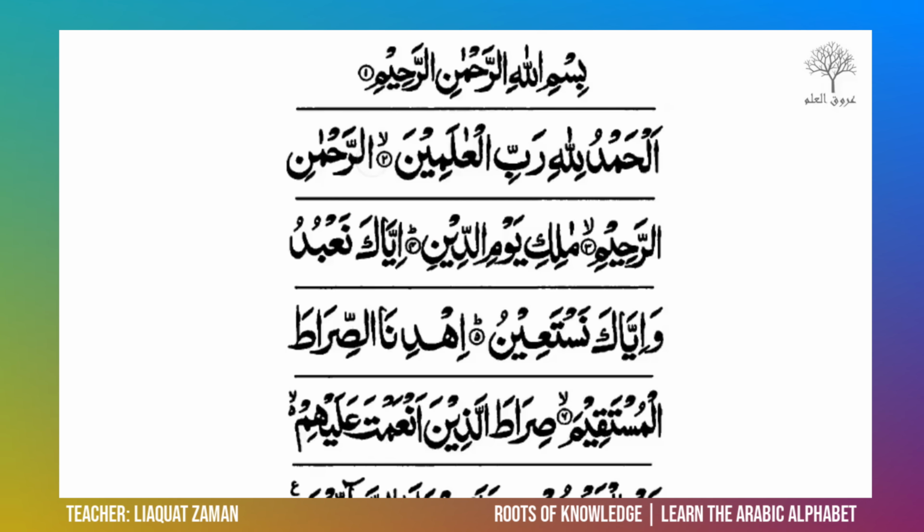In this clip, what we're going to be looking at is how to identify the letters we've learned so far. We've learnt a, ba, ta, sa, four of those, and then we've learnt ja, ha, kha, three of those, seven, and we've also learnt da, tha, ra, za. All of those put together, we can apply them in this chapter of the Quran. This is the first chapter of the Quran, known as Surah Al-Fatiha.